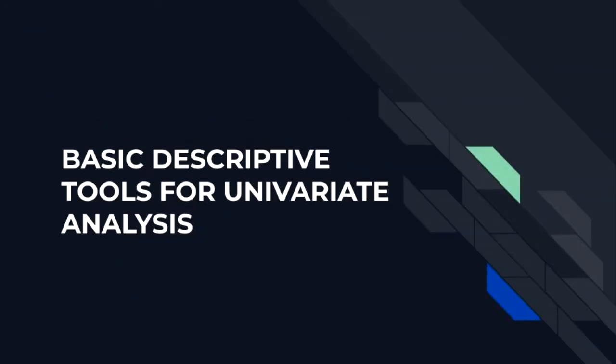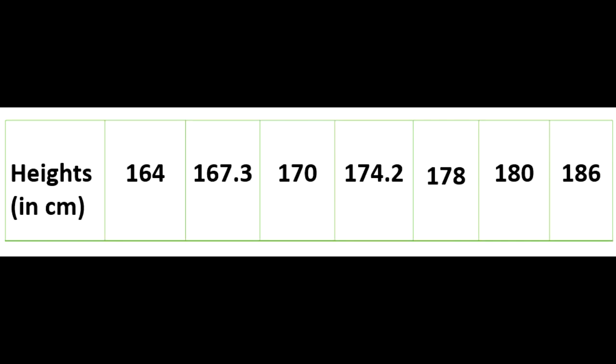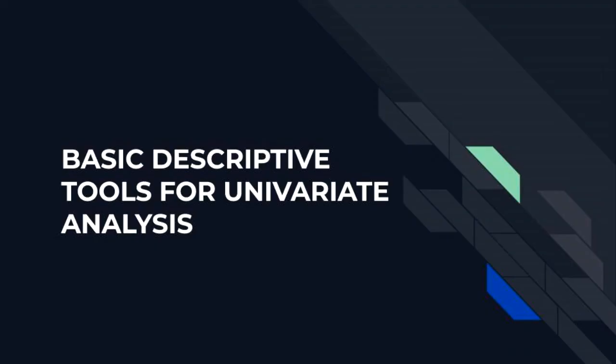Now, before diving into the basic descriptive tools for univariate analysis, I will just quickly explain what univariate analysis is. The analysis of univariate data is thus the simplest form of analysis since the information deals with only one quantity that changes. It does not deal with causes or relationships, and the main purpose of the analysis is to describe the data and find patterns that exist within it. Here is a simple example of this. As you can see in the table, it only indicates the one variable, and that is the height of 8 different people.